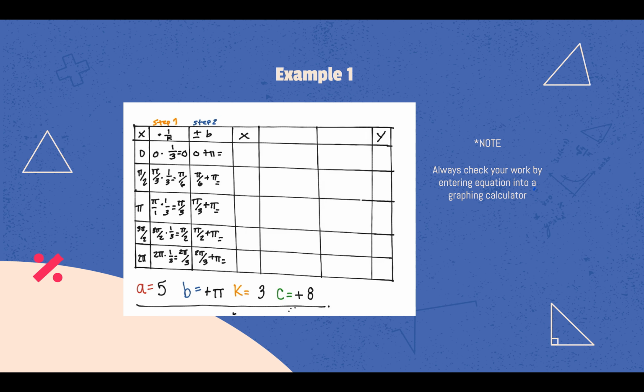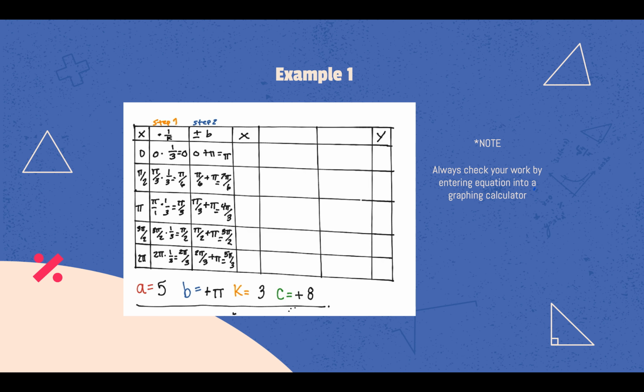So once we do our first step, which is multiply our x value times 1 over k, we're going to take the value we get from that and move to step 2, which is our plus or minus b, which in our case is going to be plus pi, since it was a positive. Now that we've figured out step 2, we have our updated x values in this second column.